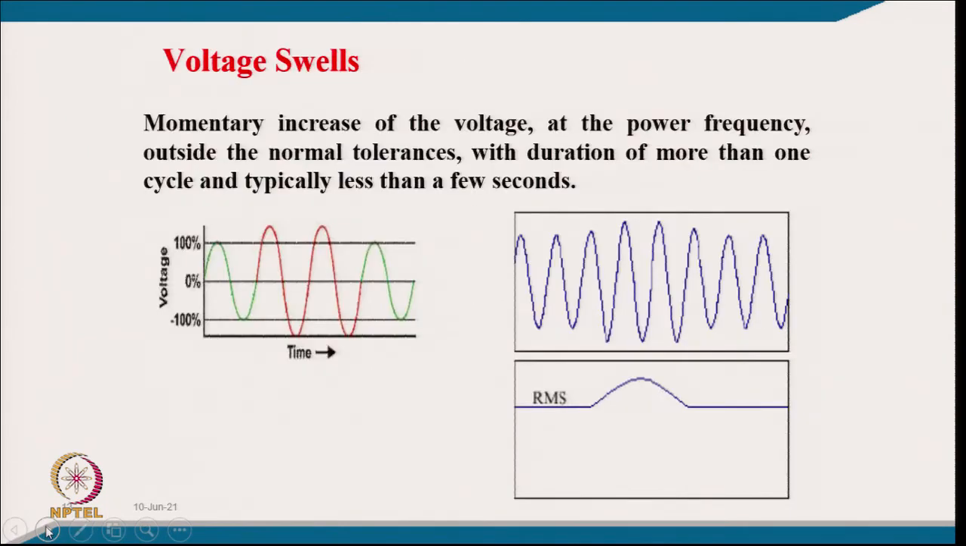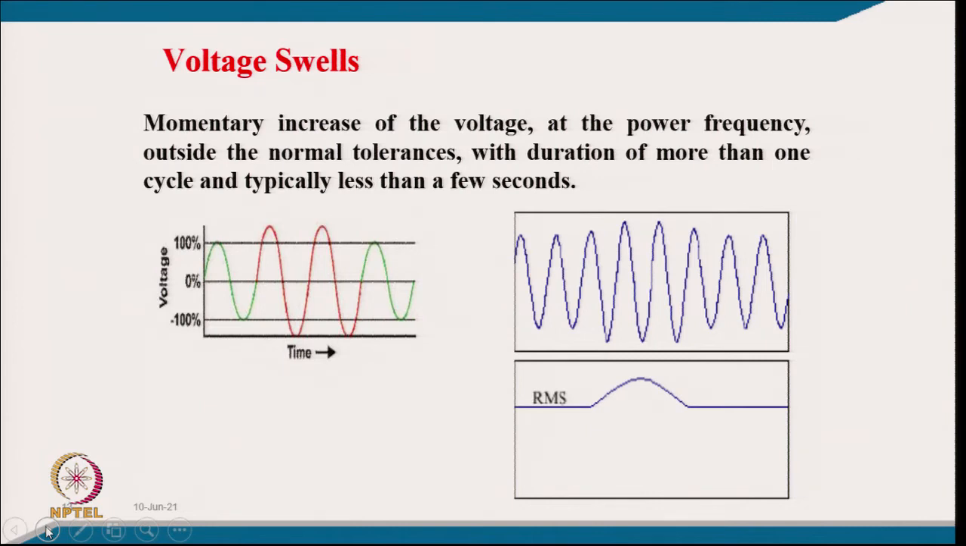Like well, the other one is the voltage swell, and this is just the opposite of the voltage sag. The momentary increase of the voltage at power frequency outside the normal tolerances, with a duration of more than one cycle to typically less than five seconds. You can see here in the figure that in the red portion, a couple of cycles of voltage are going beyond the 100% limit, otherwise with the green it is within the limit.